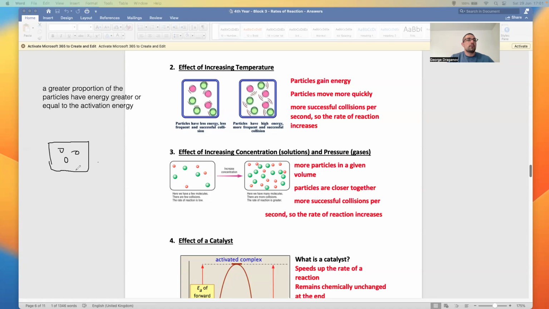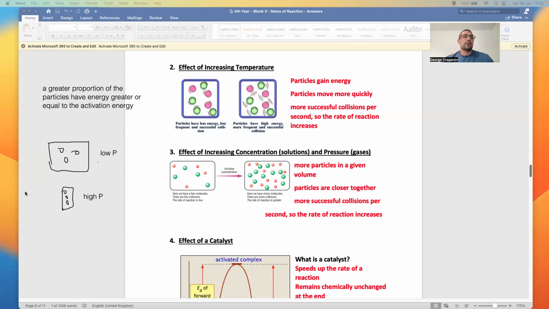Now, if you're dealing with pressure, it is slightly different. So say you have here 3 particles. I'm now going to make the box smaller. This is going to be a low pressure, and this is going to be a high pressure. So this time you would say the same number of particles are in a smaller volume of space, which means particles are closer together and there's a higher frequency of successful collisions. So you only need to change the first part. Instead of saying more particles, you would say same particles in a smaller volume. Alternatively, you can just say particles are closer together, but this is better.